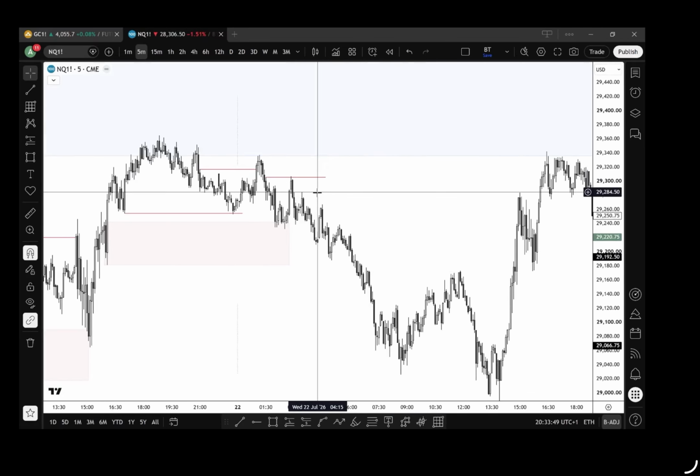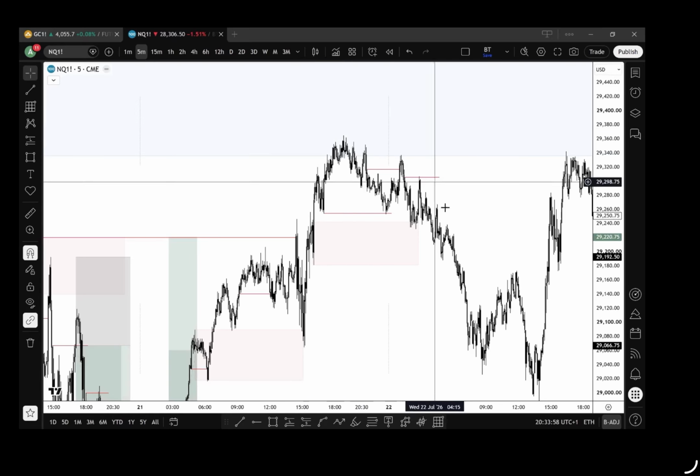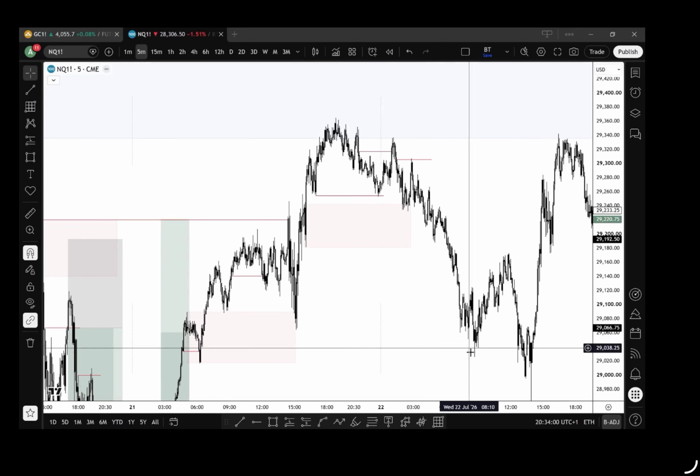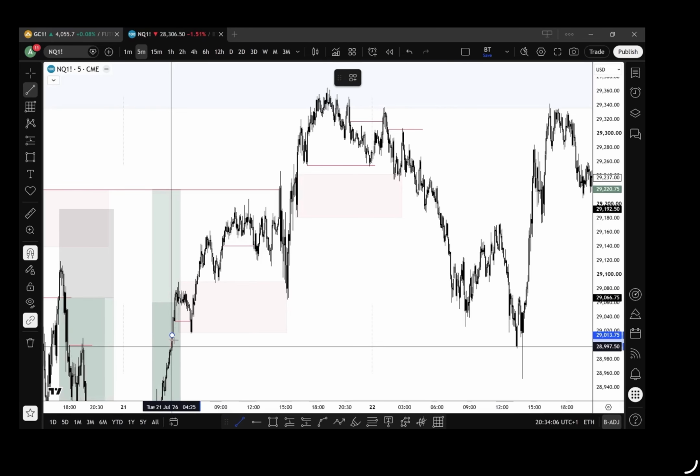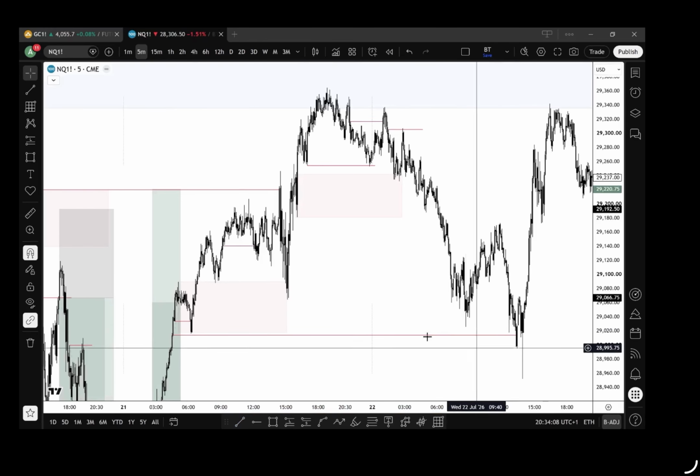Do we take this high out? Could have taken something, but we're just building liquidity. There's too much liquidity above. But essentially what we do is we come all the way down on Wednesday, and we take all that liquidity that we built on Tuesday.